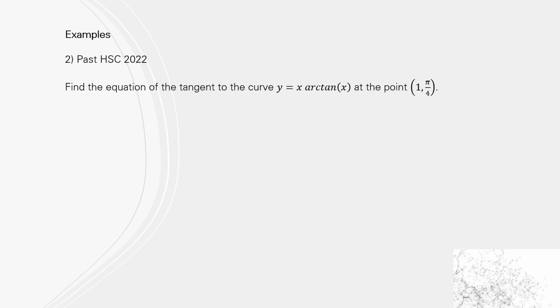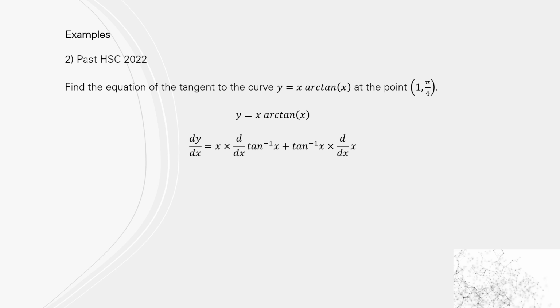Second one: find the equation of the tangent to the curve y equals x arctan x. Arctan is the same as tan minus 1, just a different way of writing the inverse, at the point 1, pi on 4. In this case, they've given us the point. Sometimes they'll just give us the x value, and you're going to have to substitute in to find the y value.